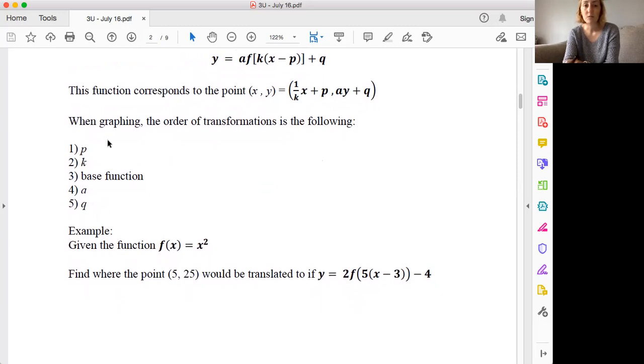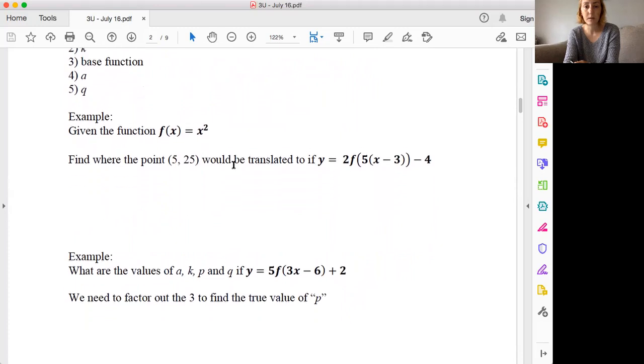Yeah. So when graphing, the order of transformations is as follows. I think of it as going from left to right, but we would do the p first, the k, and then the base function, and then your a and your q.